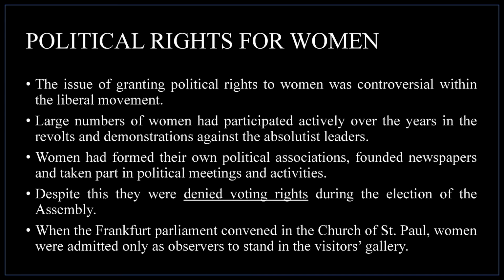The issue of granting political rights to women was controversial within the liberal movement. Large numbers of women had participated actively over the years in revolts and demonstrations against absolutist leaders. Women had formed their own political associations, had founded newspapers, and taken part in political meetings and activities. Despite this, they were denied voting rights during the election of the assembly in Germany. When the Frankfurt Parliament convened in the Church of St. Paul, women were admitted only as observers to stand in the visitors' gallery.